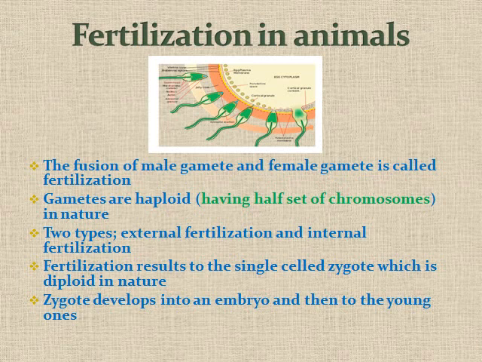And there are two types of fertilization, that is external fertilization and internal fertilization. External fertilization takes place in the environment, and internal fertilization always takes place inside the female body. So the result of fertilization is always the zygote, that is single celled and having diploid chromosomes. The diploid means having a full set of chromosomes. And then the zygote develops into an embryo, which will give rise to the young ones.